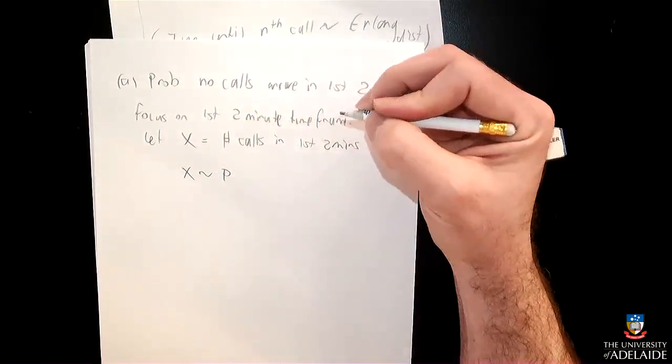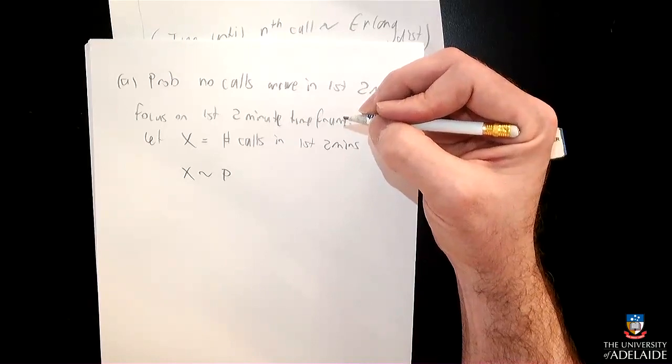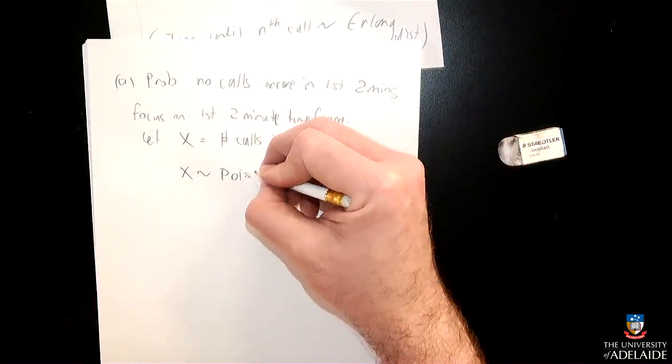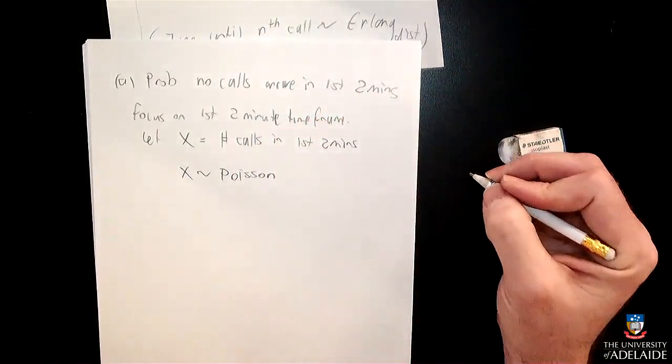How does your lecturer write Poisson distribution? Does she write the whole word Poisson? It's the name of a person.